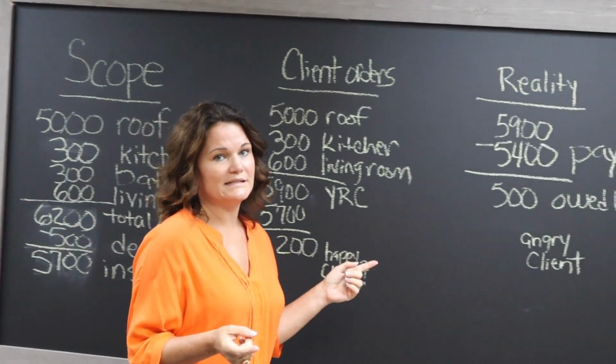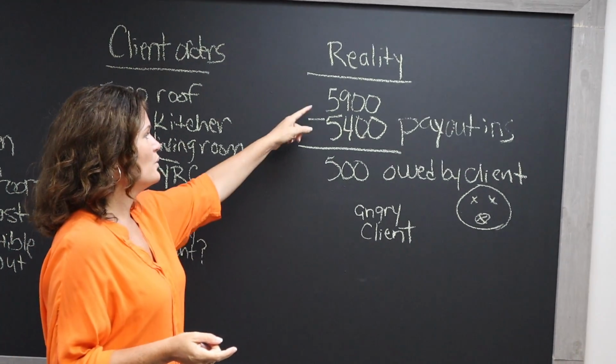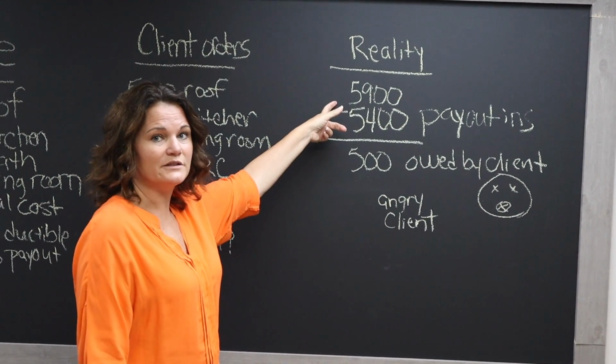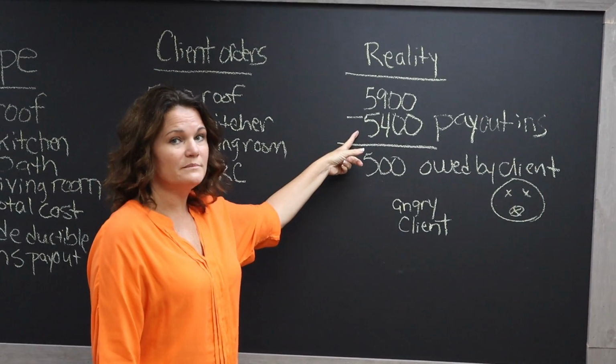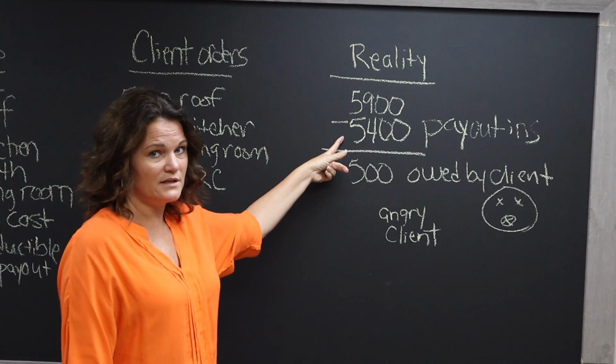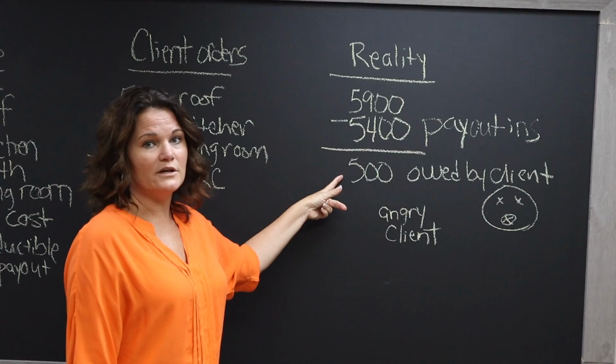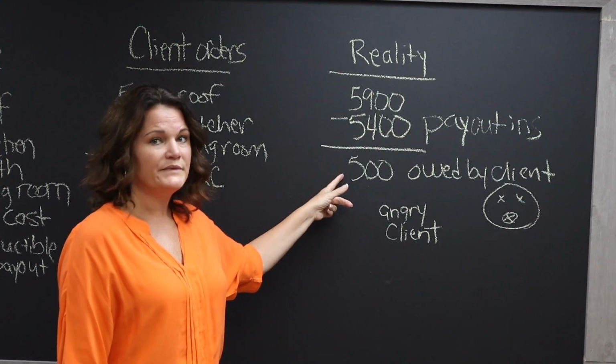The reality is we spent $5,900, and that's what we're billing them for. Insurance is only going to mail them $5,400. So they still owe their $500 deductible.